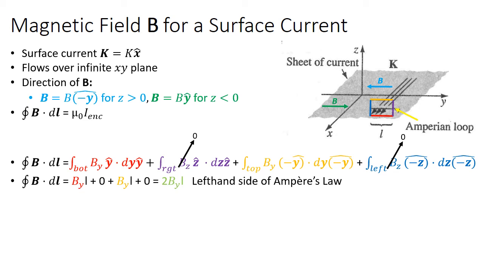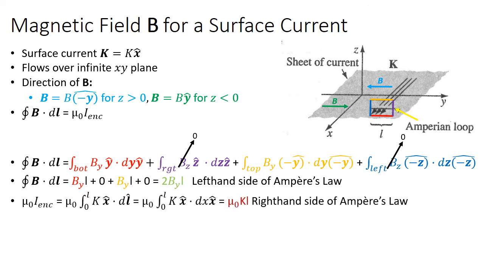So it turns out that the only dimension of the Amperian loop that really matters is L in this case, and that the height and the depth of the loop don't matter as long as we make it so that the loop is symmetric with respect to the xy plane, that it extends the same amount above and below. So we have the left-hand side of Ampere's law figured out. We have a value for it.